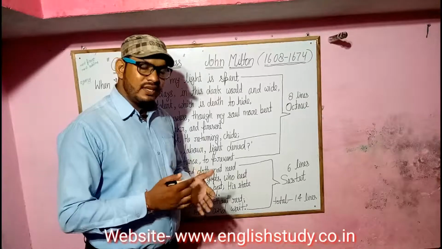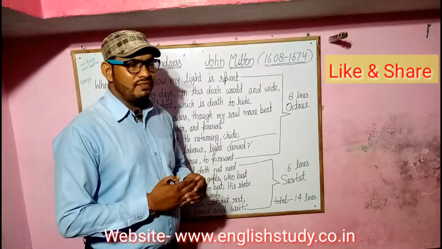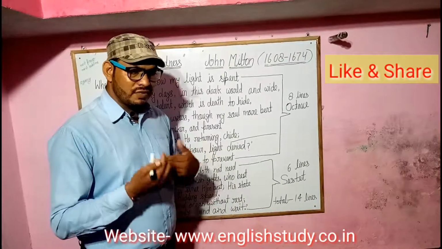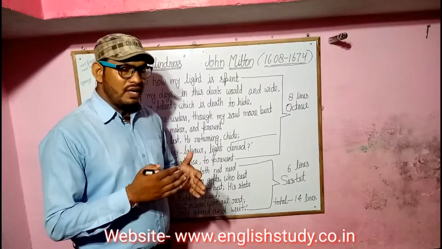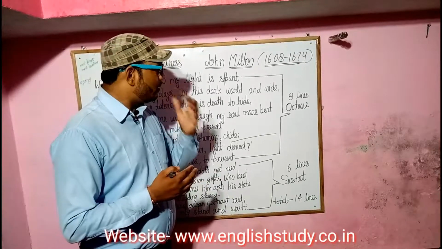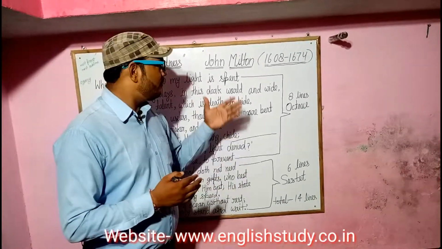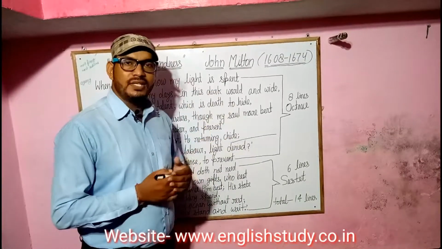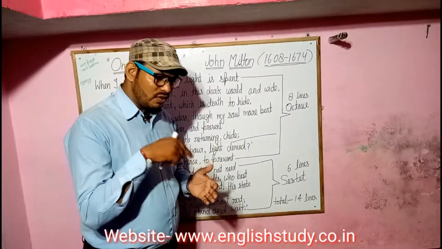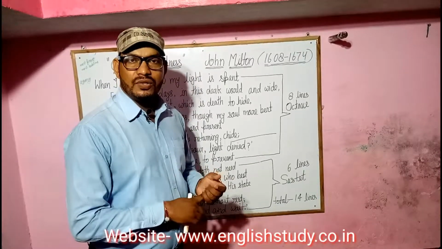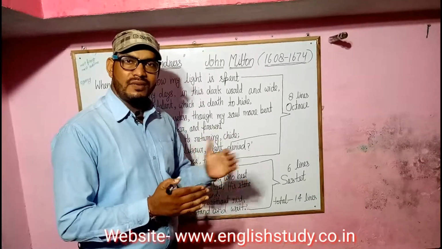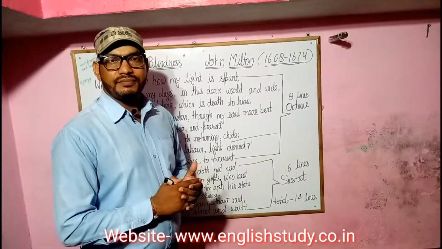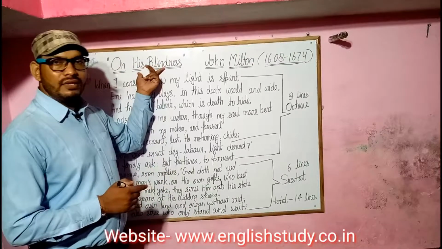After losing his eyesight before half his life, he is very worried, not about his physical weakness, but about no use of his poetic talent. He thought that God had gifted him with a poetic talent. God had sent him to this earth to serve the people by composing beautiful, sublime, and finest poems. On His Blindness is one of them.